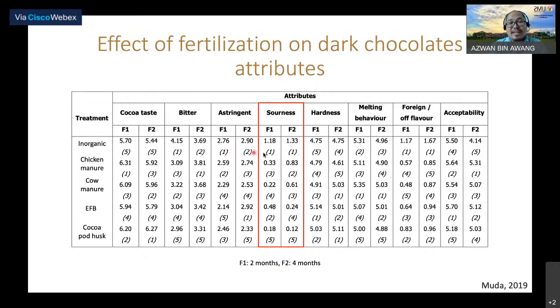So if you use inorganic fertilizer, people perceive that as sour, right? But if you use organics, chicken manure, cow manure, empty fruit bunch from oil palm, and cocoa pod husk itself, you can see it reduces the sourness. So this is a wonderful result from our students, that we can manipulate a bit, although the others we cannot. It seems that they don't have differences, but there is an opportunity for us to change the flavor attributes of cocoa by farming practice.